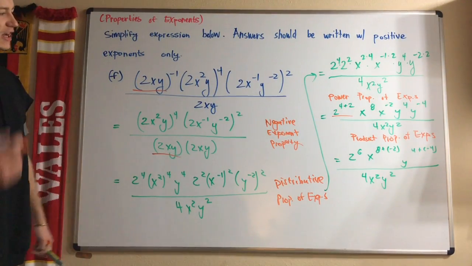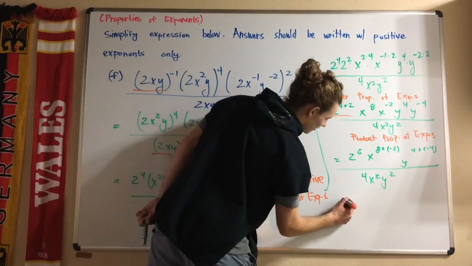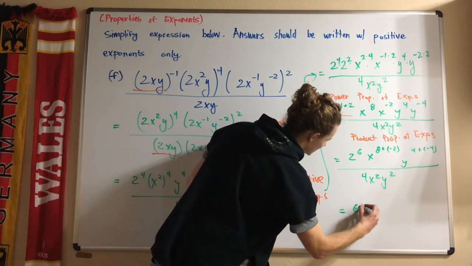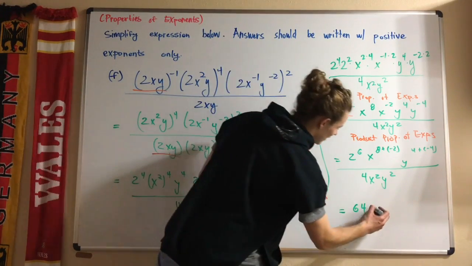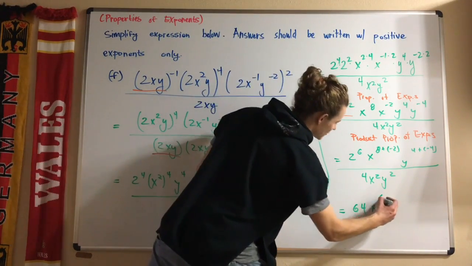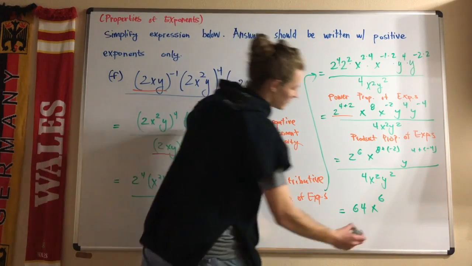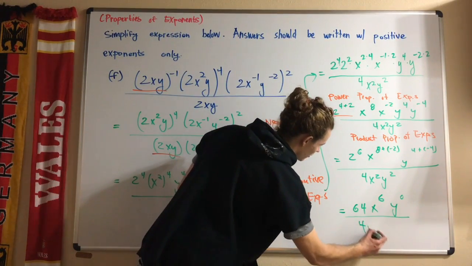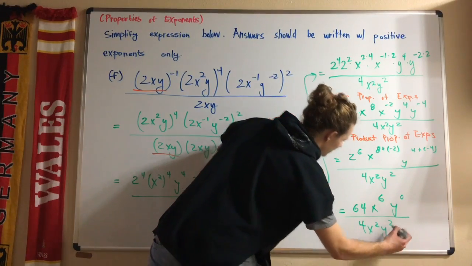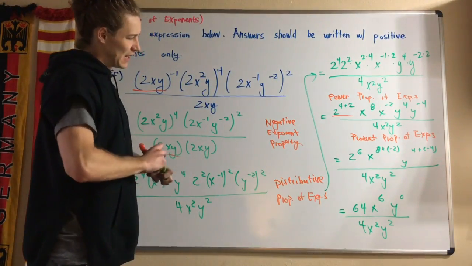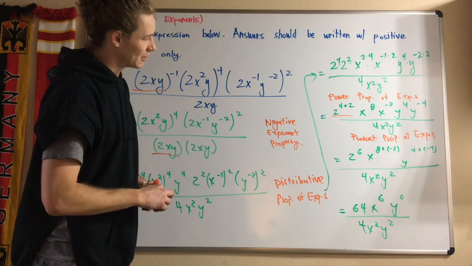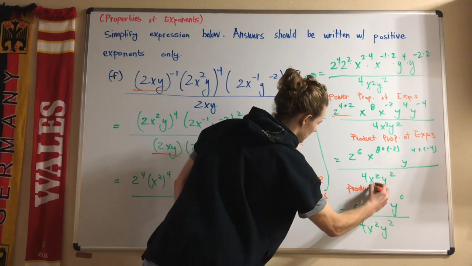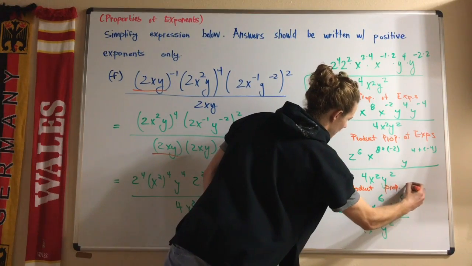At this stage, we could say that 2 to the 6th power is just equal to 64. So 64. 8 plus negative 2 is just 6, so I have x to the 6th. 4 plus negative 4 is 0, so I have y to the 0. Divided by 4x squared y squared. How did I do this, or what steps did I do here? Ooh, I forgot to say, we use the product property of exponents here.